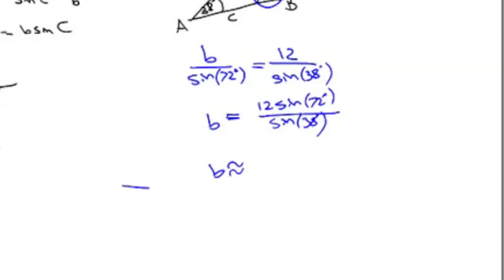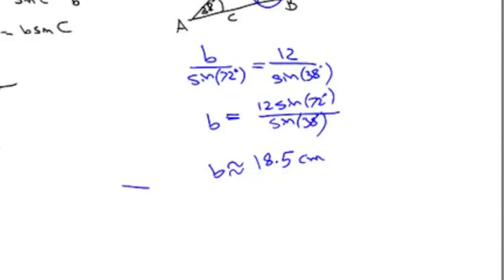I got 18.5. How far would you want us to round it? 18.5 should be fine. If you're looking for an angle, one decimal should still be fine. So this is centimeters. All right, so B is about 18.5. It's not perfect, but it's pretty close.